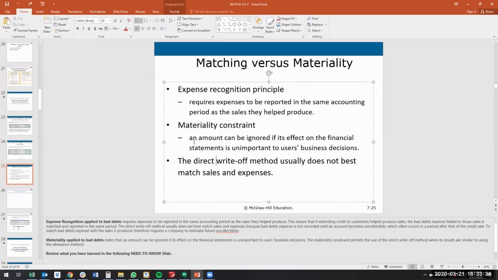Normally we'll ignore an amount if it's unimportant to the business users' decisions. So materiality is an important definition to understand for the rest of your accounting education and business education. I relate this to when I was in college and very broke. If I had $100 in my bank account, I would be pretty happy. So if I bought a $5 sandwich, that was a material purchase to me, because it's 5% of all of my money, 5% of all of my assets are going into that sandwich.